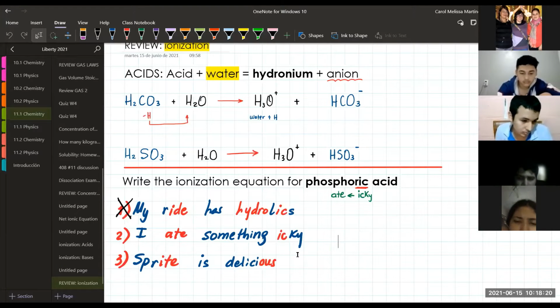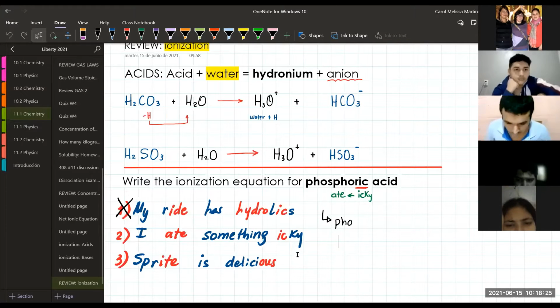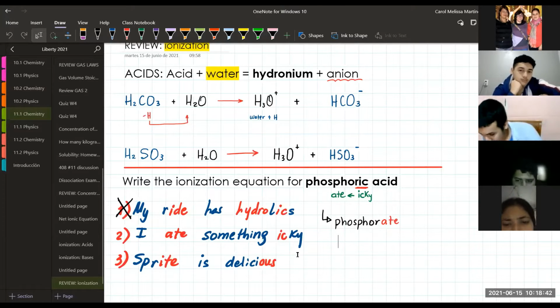So it's not going to be phosphoric, it's going to be phosphate. You're going to take the IC away and you're going to write the ATE, sorry. But as you know, phosphorate does not exist because phosphorus is an exception in the case of the special roots for acids. If you want me to give you the special roots for acids, I'm going to give them to you.